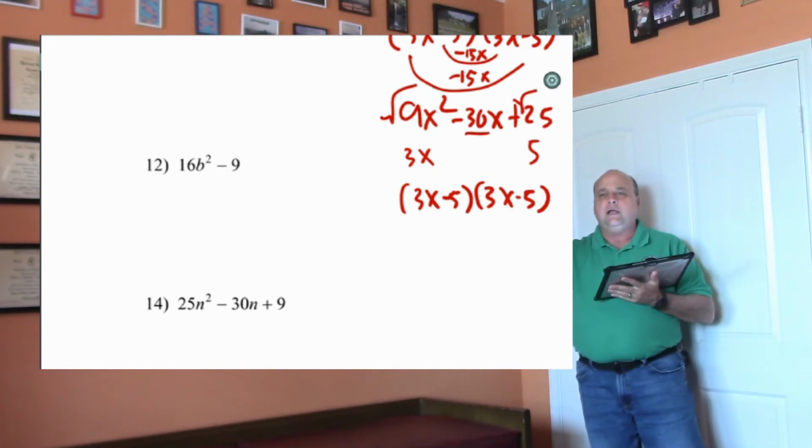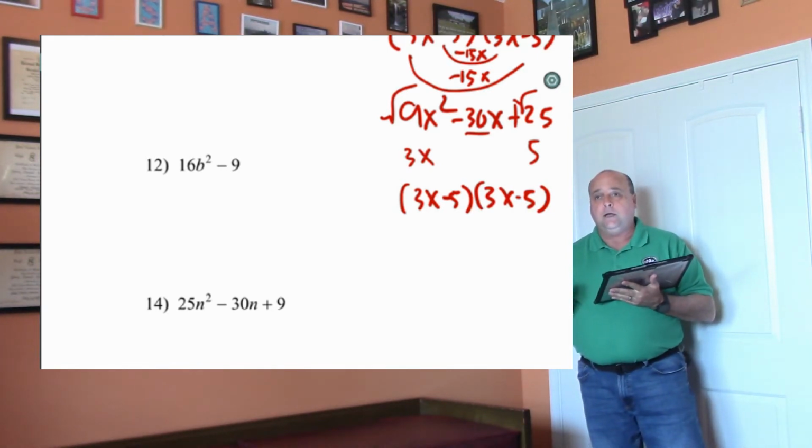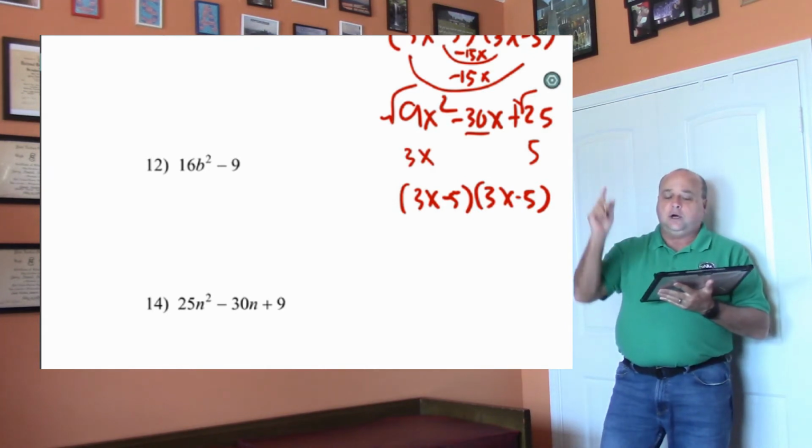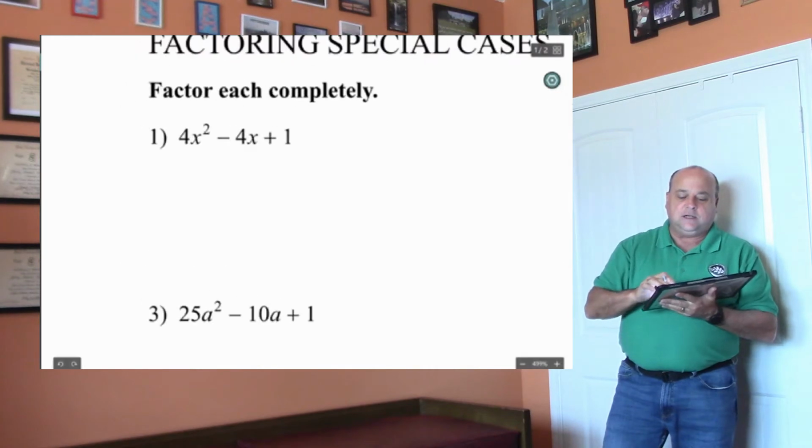Those are the 3 special factors. Those are on your formula chart. Okay? Those are on your formula chart. So let's go back and let's use that knowledge and do these.